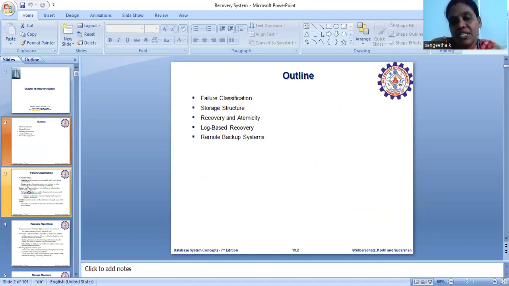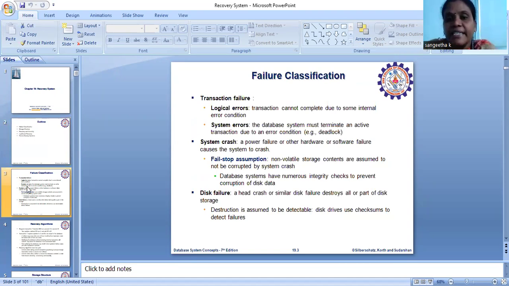So failures are classified into these categories: transaction failure first. A transaction may fail due to some reasons, a logical error and also a system error. Logical error means the transaction cannot complete due to some internal error condition. In a system error, the database system must terminate an active transaction due to some error condition.